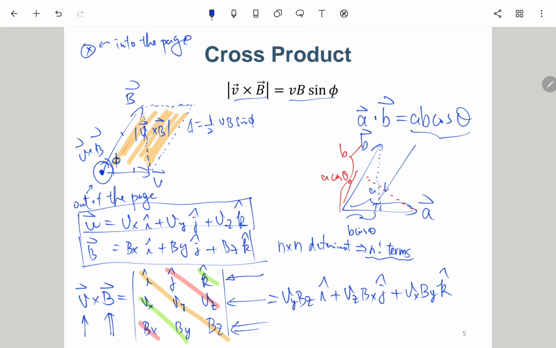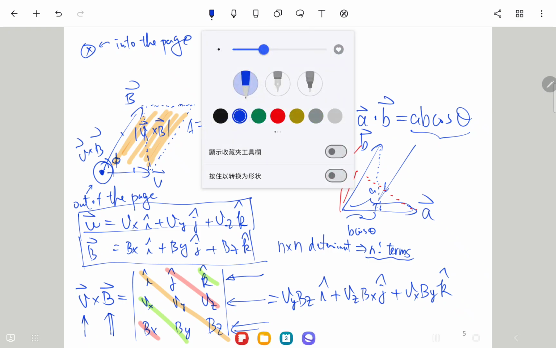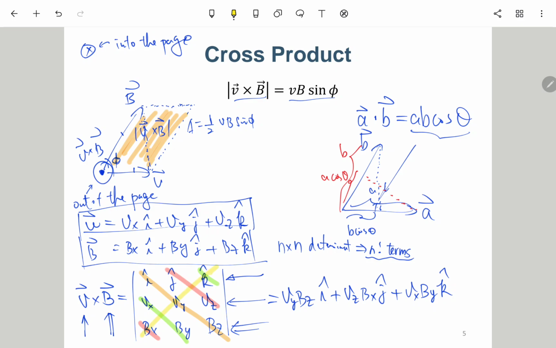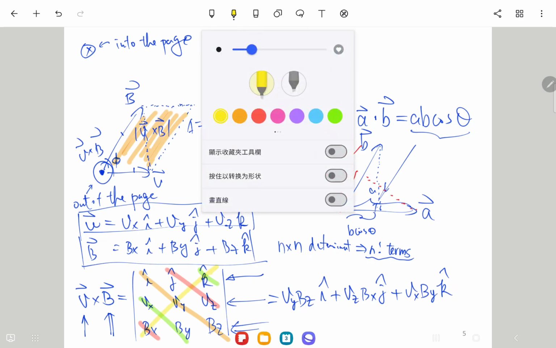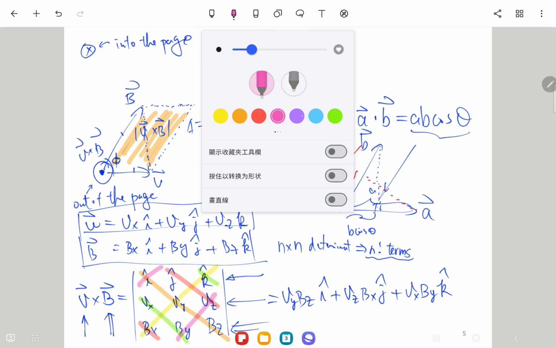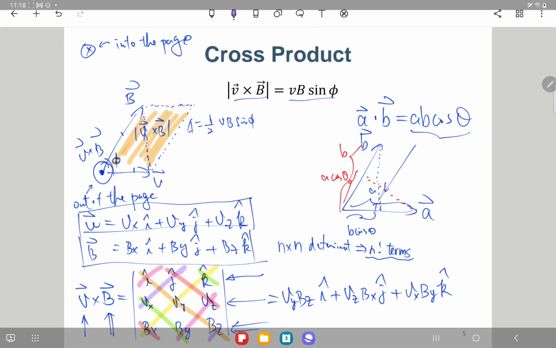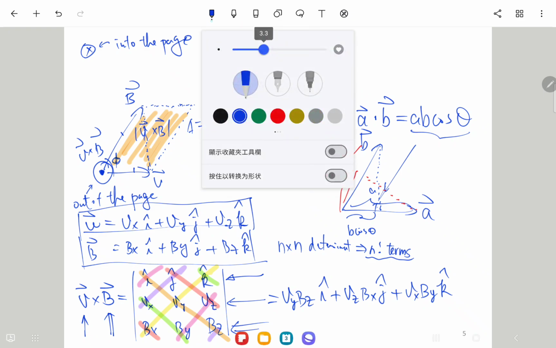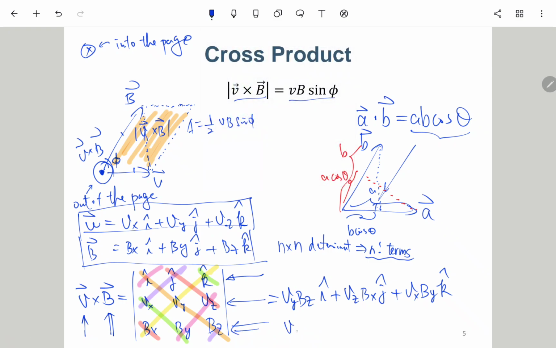So we still have 3 more terms. Let's see what color I choose, maybe the yellow. This is one, and then this another pink, and then also purple. Okay, something like this. Maybe I put this pink at the front. I had, and then vz by, and then i hat.